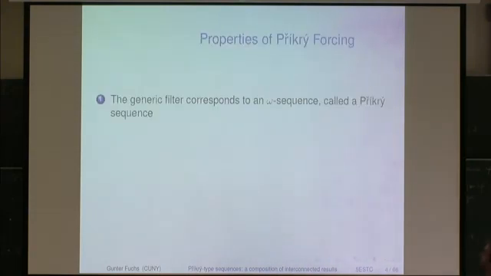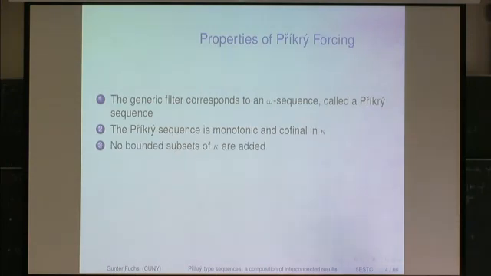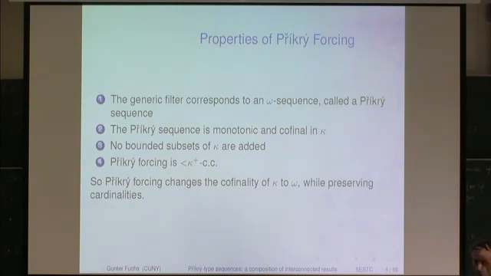Okay. And so one basic thing is that when you do Prikry forcing, you can recover the entire filter from just what you get when you union up the first coordinates that occur in conditions in the filter. So it's determined by this omega sequence. This sequence is cofinal in kappa, and Prikry forcing doesn't add any bounded subsets of kappa, and it's kappa plus c.c. So it changes the cofinality of kappa to omega, and it preserves cardinals.